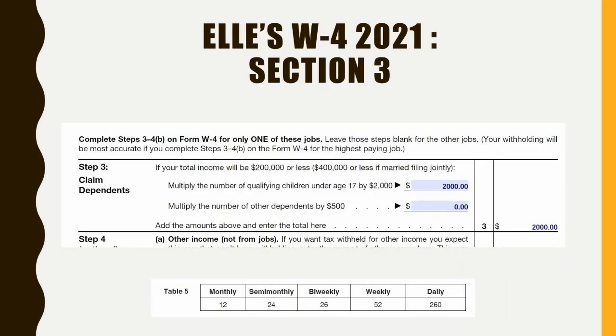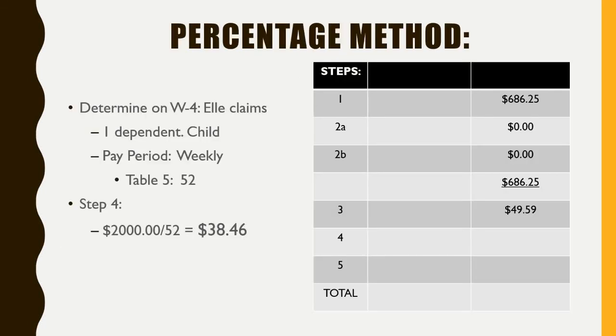The table we're going to be using is the table that we started with in the very beginning, which tells you how many paychecks there are per pay period. So in this case, weekly is 52 paychecks. That means I need to divide this annual amount by the number of paychecks that the employee is going to earn. So in this case, I'm left with $38.46. That means every paycheck that Elle earns, she's going to deduct $38.46 for her child that she claimed. So I have to deduct that from the total number of withholdings.